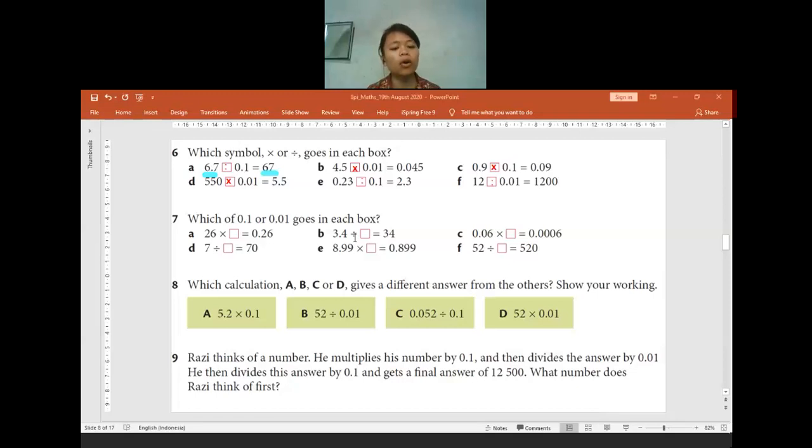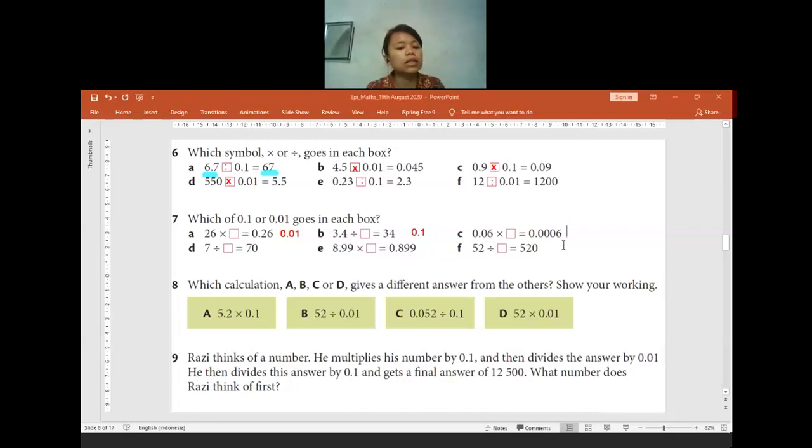Which of 0.1 or 0.01 goes in these boxes? Now from 26 into 0.26, there are two decimal places, from no decimal place into two decimal places, so we pick the one that has two decimal places. The one that has two decimal places is 0.01. Now for question B, it will be 0.1 because for 3.4 into 34 we need to multiply it by 10, so it is the same thing as dividing the number by 0.1.